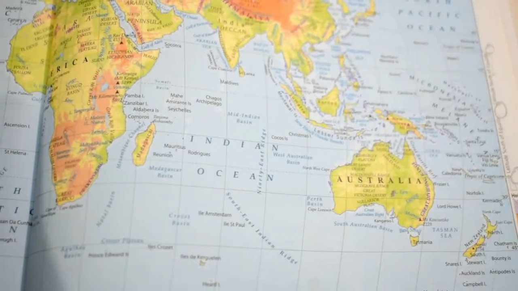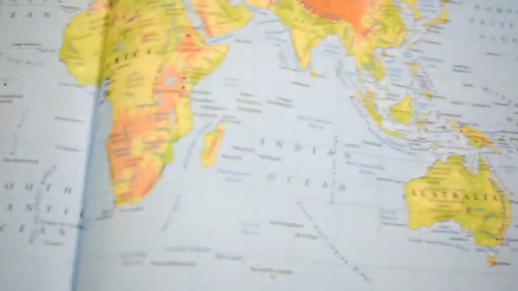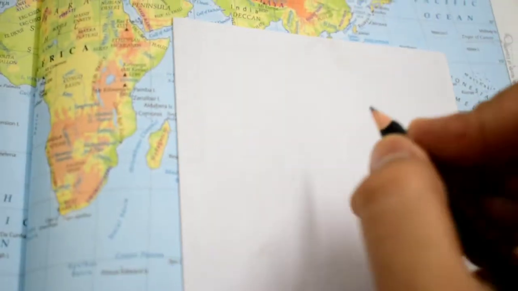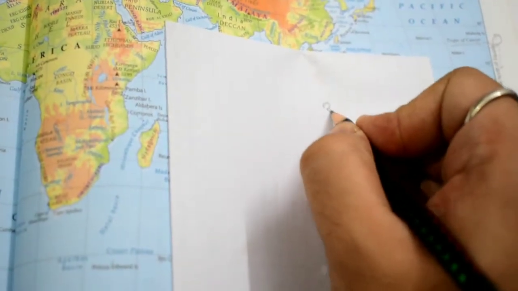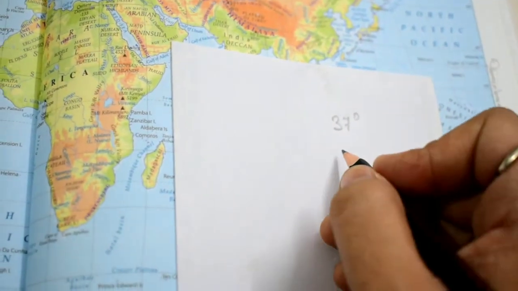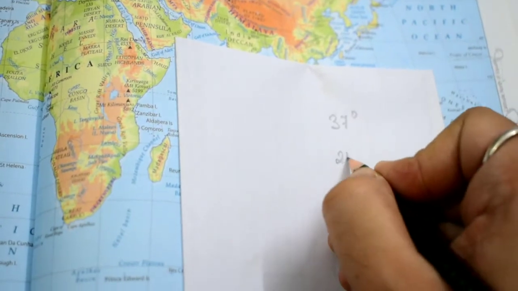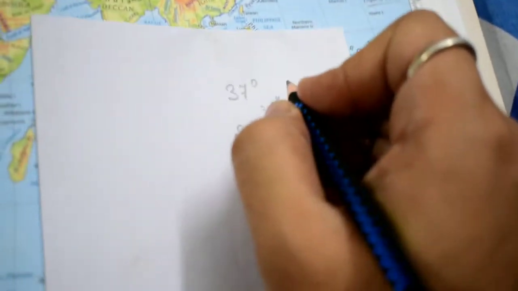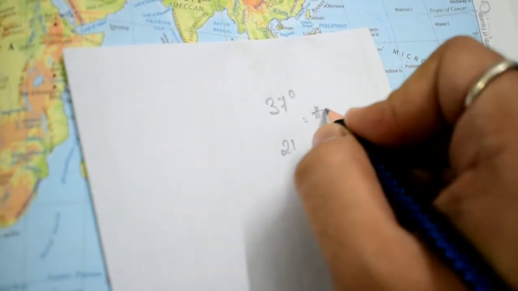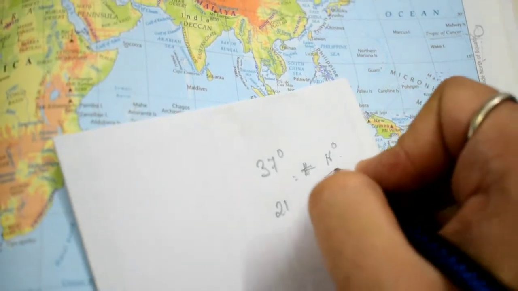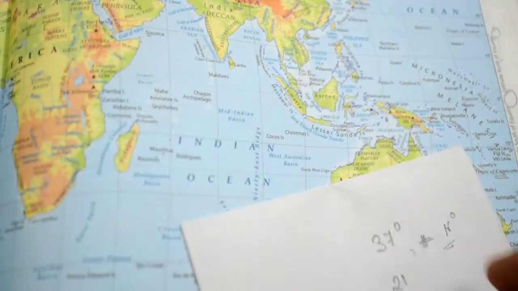Suppose today's temperature on the 19th of August, the hottest temperature we'll be getting today, maybe it is 37 degrees, and the coolest it will become today at night, suppose it is 21 degrees. So the difference will be 16 degrees. Okay, 16 will be your diurnal range of temperature, or the daily range of temperature.